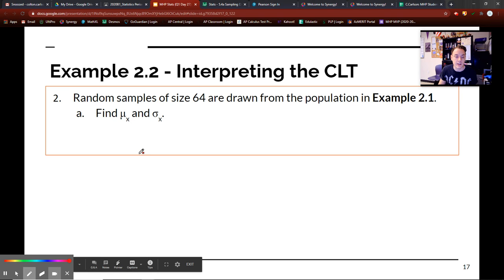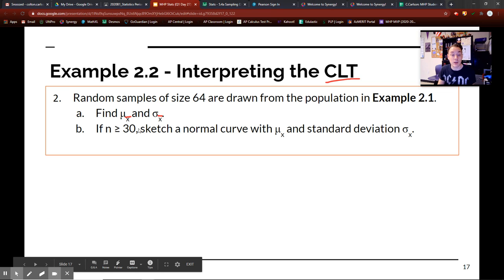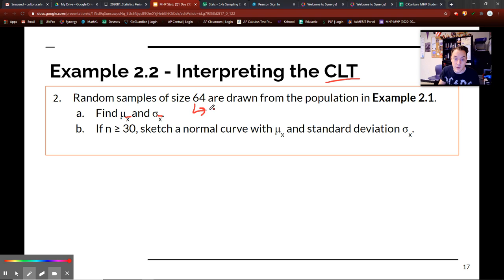These technically should have bars on them. And now I want to find the standard deviation of my sample means as well. Those are just the two formulas that we showed when we went through the central limit theorem. At the same time, I want to find if n is greater than 30, which it is. Right here, n is 64, so it is definitely greater than 30.